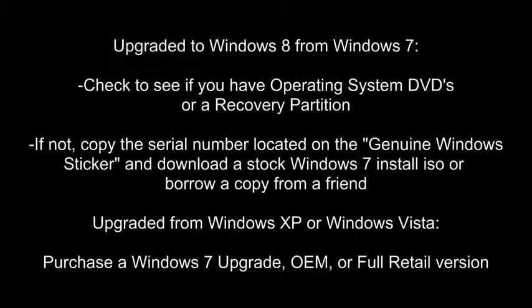If not, if it didn't come with a recovery partition or an operating system, then you're going to want to look at the bottom of your PC and you'll see a genuine Windows sticker, and on it is your serial key. You're going to want to copy that down. And then you're going to want to download a stock copy of Windows 7 or borrow a physical copy from a friend. And if you upgraded from Windows XP or Windows Vista, you're going to want to purchase a Windows 7 upgrade, OEM, or full retail disc.